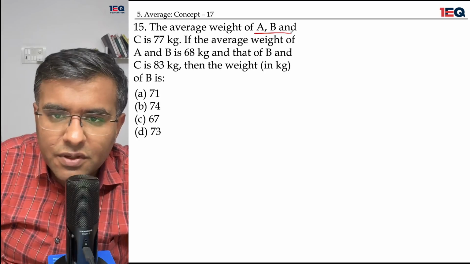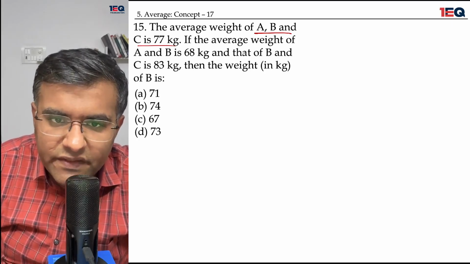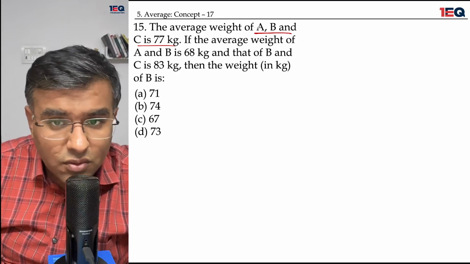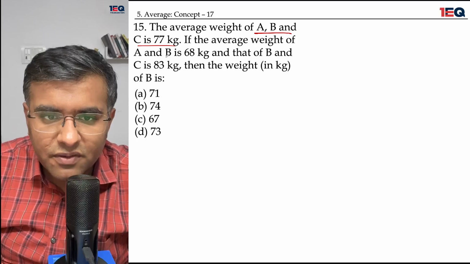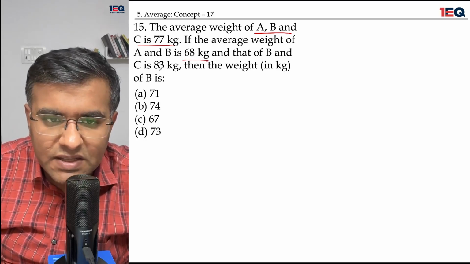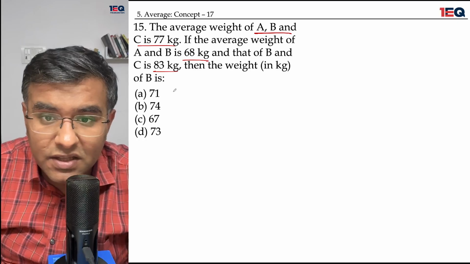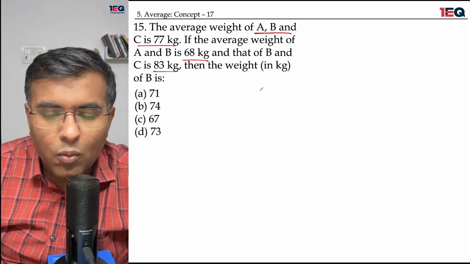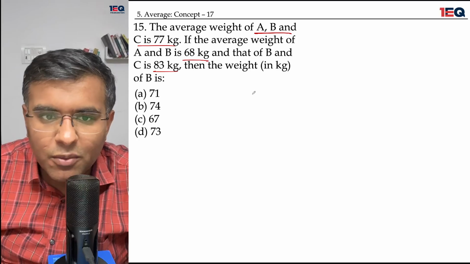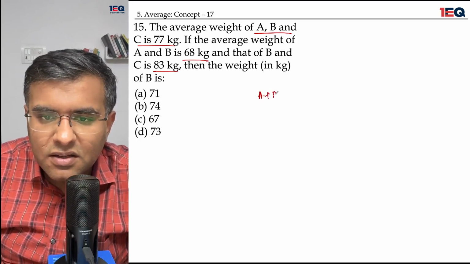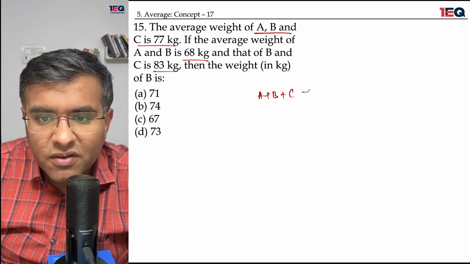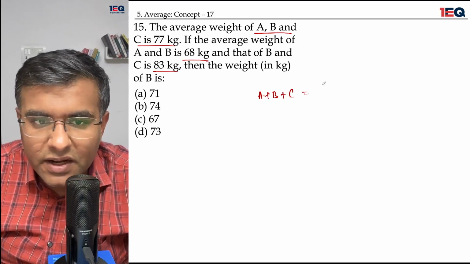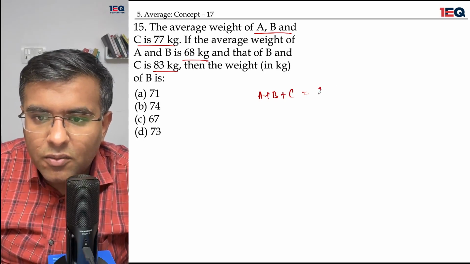If the average weight of a, b and c is 77, so this is a statement, this is not an if and but. If the average weight of a and b is 68 and that of b and c is 83, then the weight of b is what? Okay, I can simply play a very beautiful trick. I can say the weight of a plus b plus c whole upon 3 is 77. So if I bring 3 on the other side, I get the value as 231.